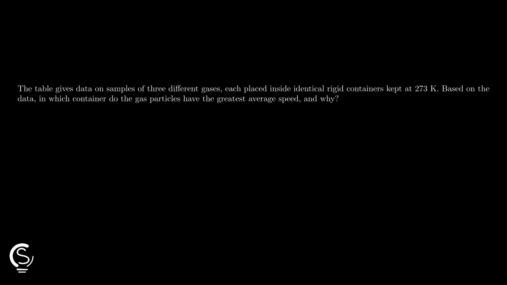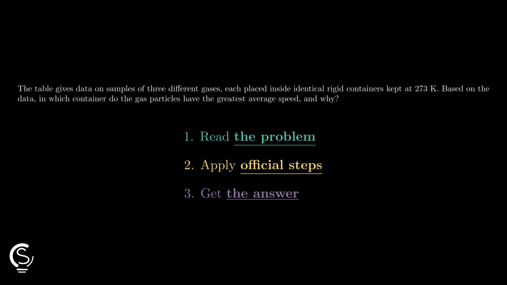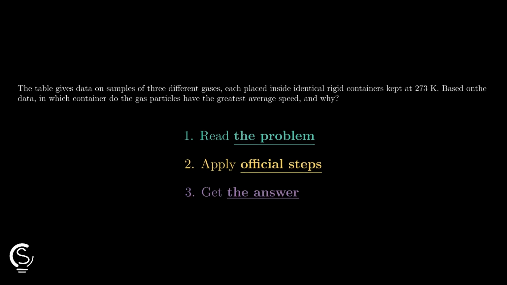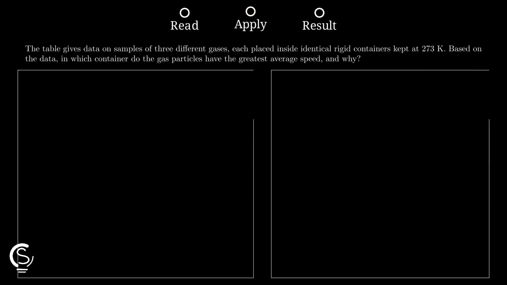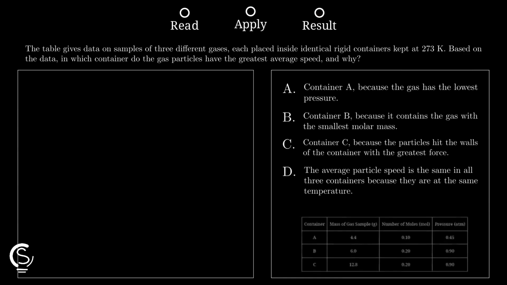Gas particles move at different speeds, even at the same temperature, so let's find the fastest one in these 3 containers right now. Average speed depends on both temperature and molar mass, so we must look at how heavy these particles are. Since the temperature is constant, the lightest gas will move fastest.